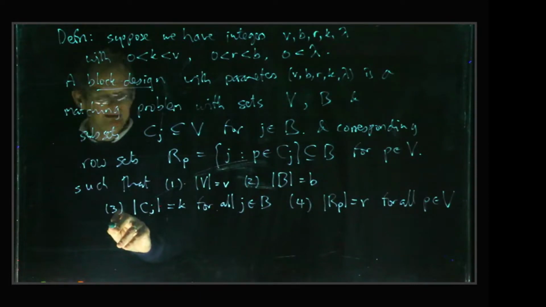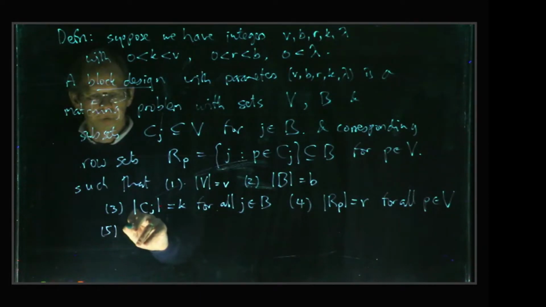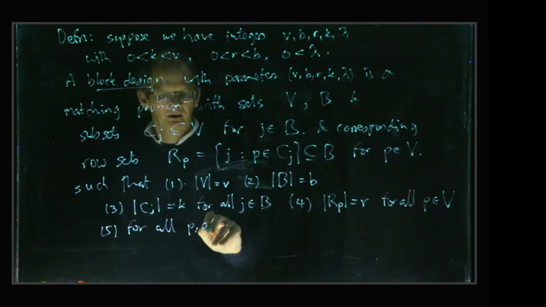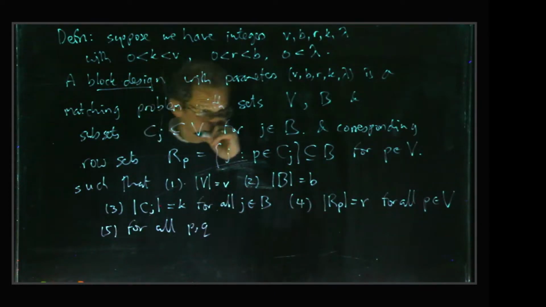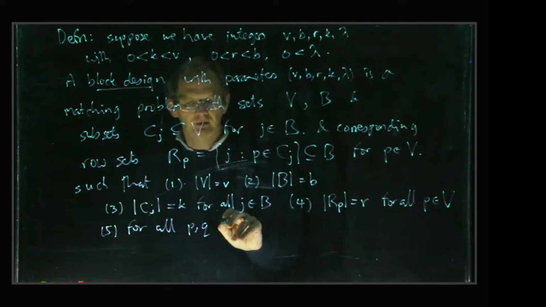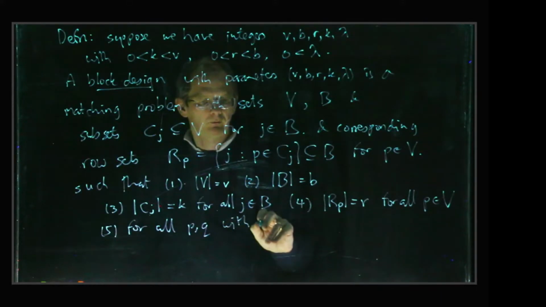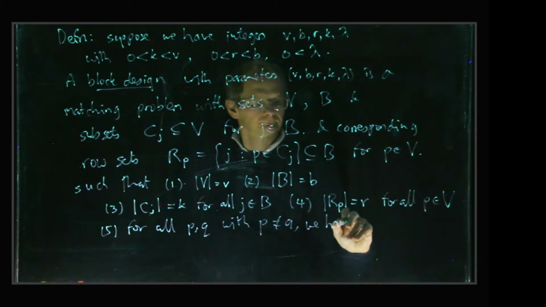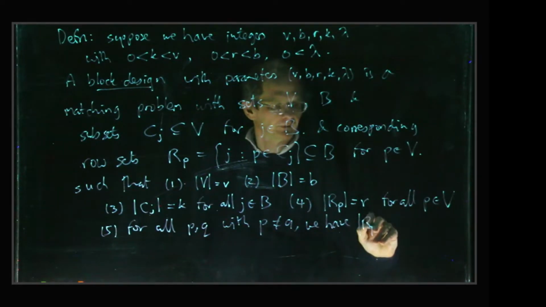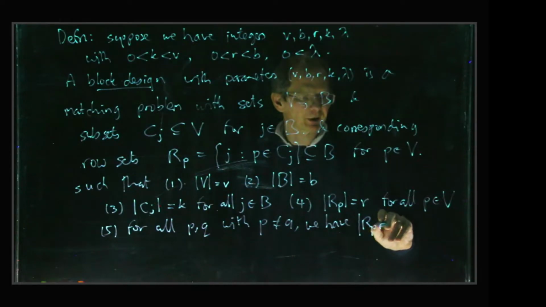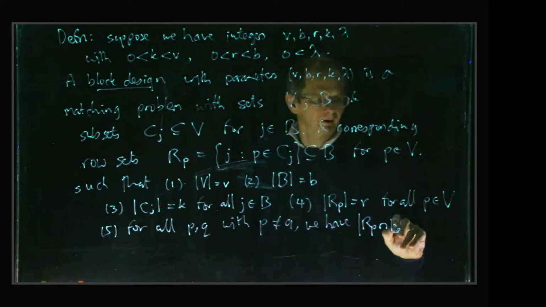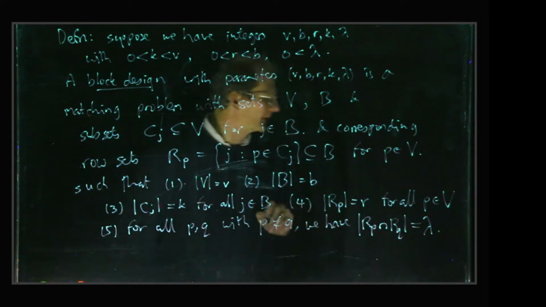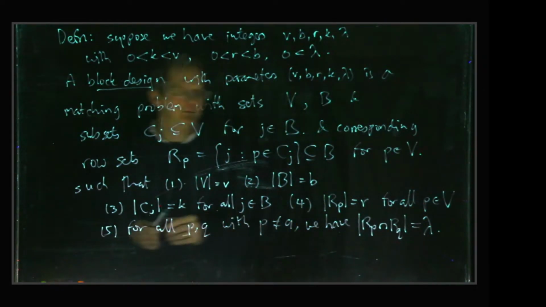And then finally, for any pair of varieties p and q with p not equal to q, you take the intersection of the corresponding co-blocks or row sets. The size of that intersection should be equal to lambda. Okay, so that's what we mean by a block design.